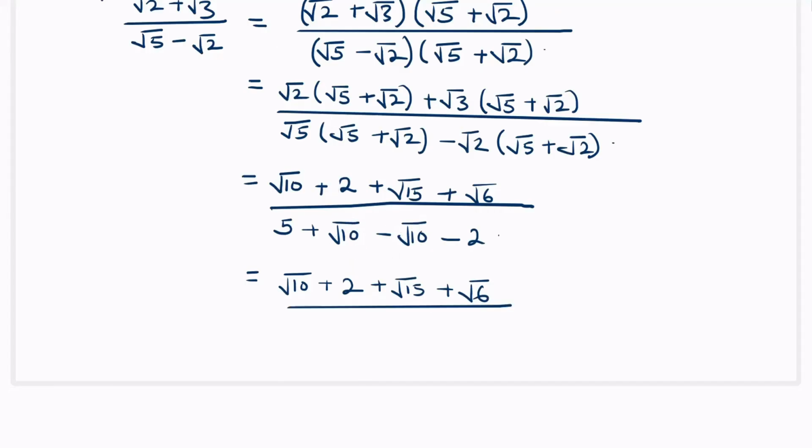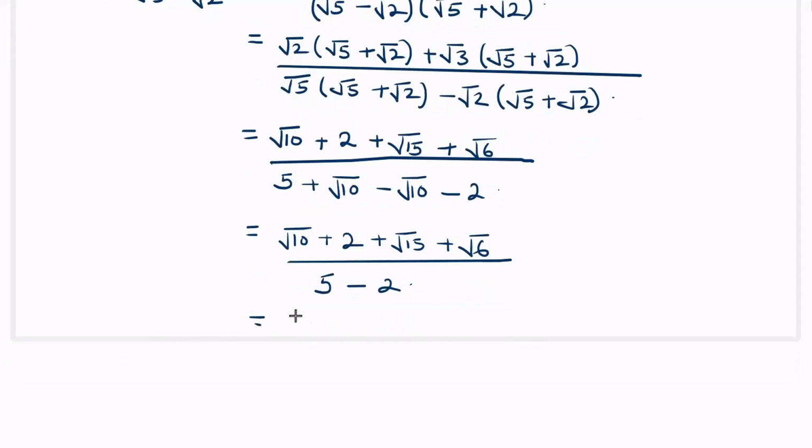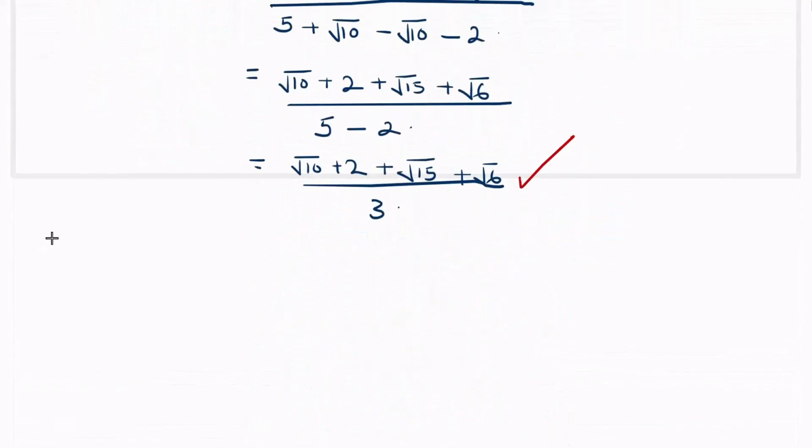Then we have the denominator, which is 5 minus 2. This is the same as having root 10 plus 2 plus root 15 plus root 6 divided by 3. Therefore, this becomes our correct answer for that expression. We can now try number 5.